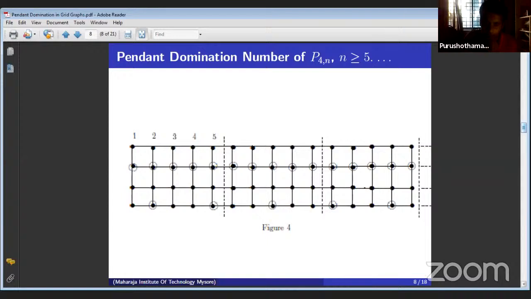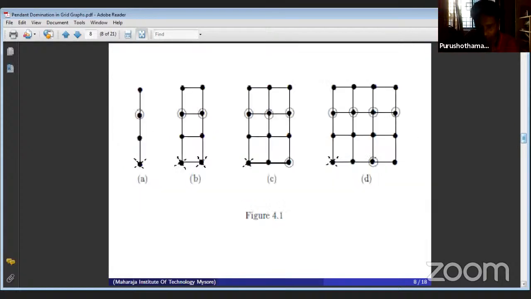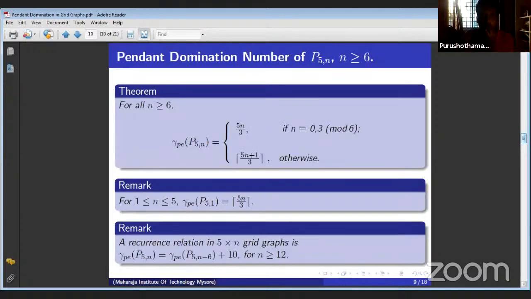This is the diagram of P of 4 comma n, a grid graph of order 4 cross n. These are the cases A, B, C. The vertices enclosed within a circle are the vertices belonging to the pendant dominating set. So this is the theorem.